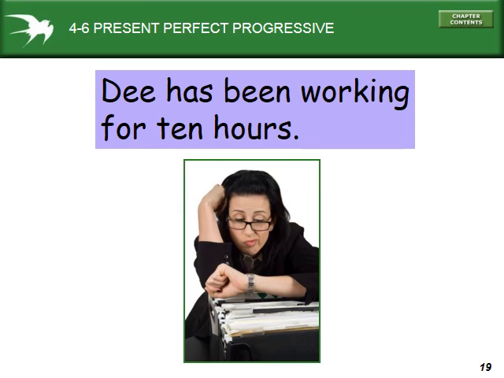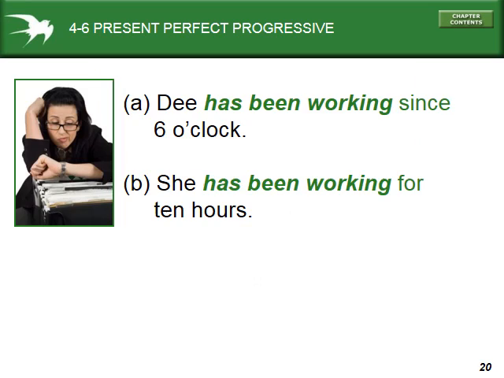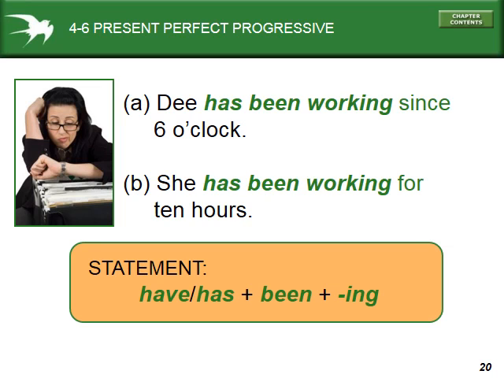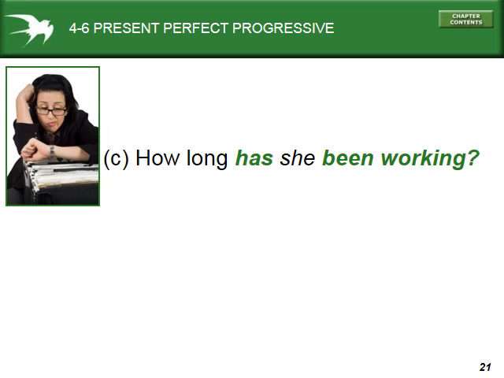All right, so moving on over to the present perfect progressive. We said that the present perfect can be used for unspecified times or for something that has happened many times. Let's take a look at these ones. Dee has been working since 6 o'clock, and she has been working for 10 hours. The formation of the present perfect progressive uses has or have, plus the past participle been, plus the ing form of the main verb.